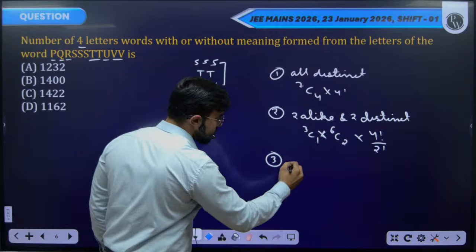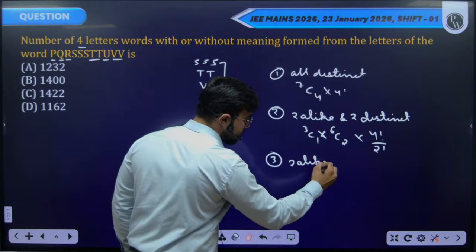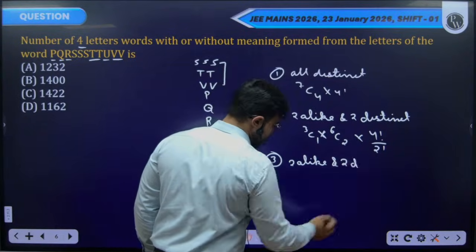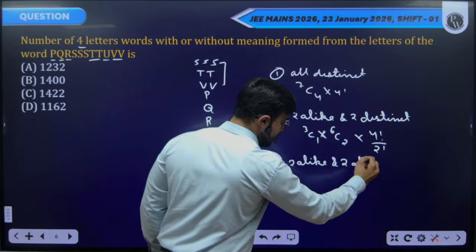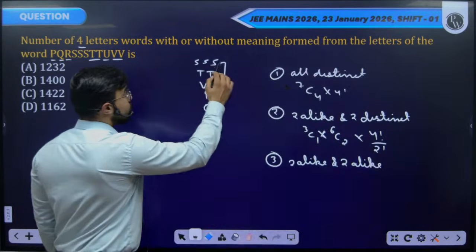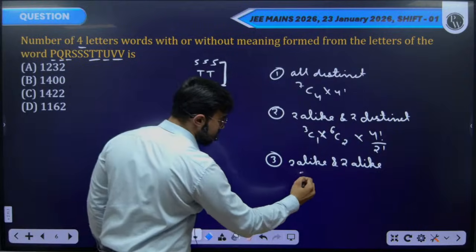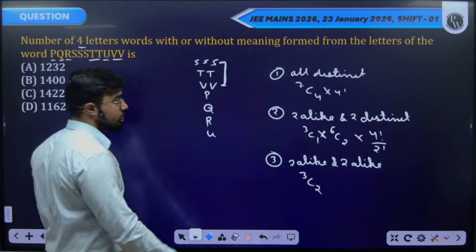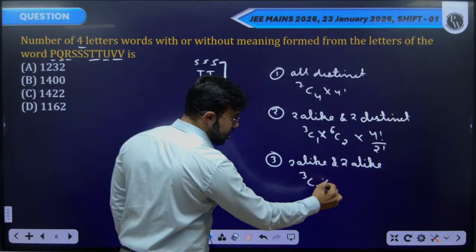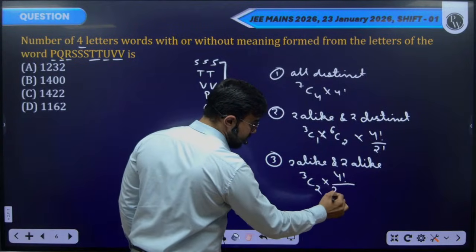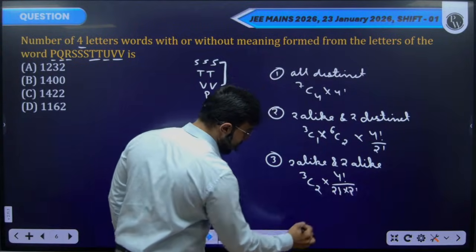Similarly, third case, 2 alike and 2 alike. You just take 2 pairs from these 3, so 3C2. Now 2 letters are alike in each pair, so for arrangement, 4 factorial upon 2 factorial into 2 factorial.